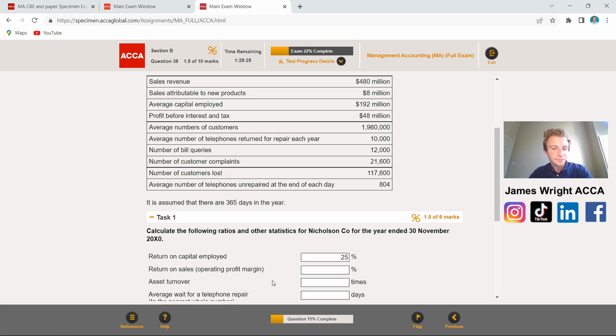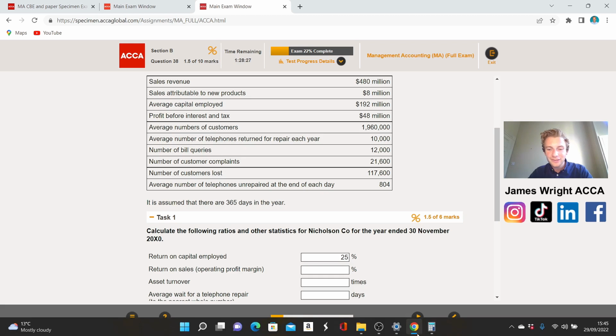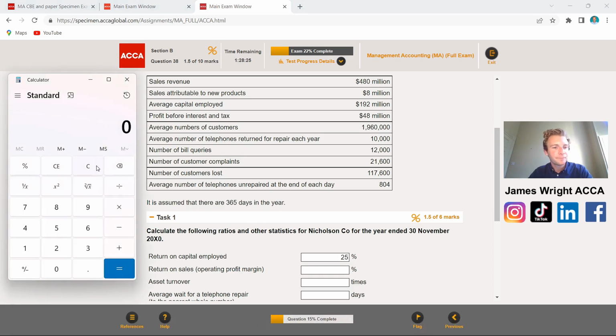Trust me on that. Next one, we've got return on sales. So coming on to it now. So the return on sales, also known as the operating profit margin.